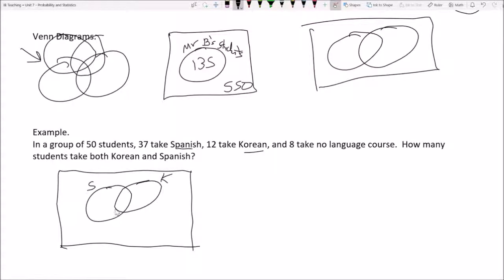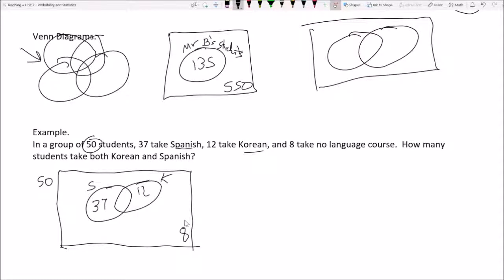So here's what a lot of students normally do. And actually, I'm going to do this. There's 50 total, so I'm going to make a note on the outside of here that the stuff inside the box should add up to 50 because we're accounting for 50 students. So there are 37 who take Spanish, and there are 12 who take Korean, and there are 8 who are not taking a language at all.